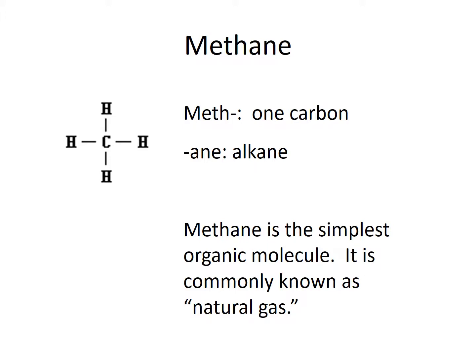This is a picture of methane, the simplest of all organic compounds. It consists of a single carbon with 4 singly bonded hydrogens. Methane, of course, is what we burn in our Bunsen burners. It's what's in your gas stove at home or your gas furnace. It is also known as natural gas.